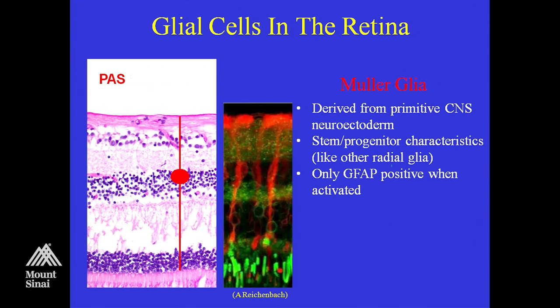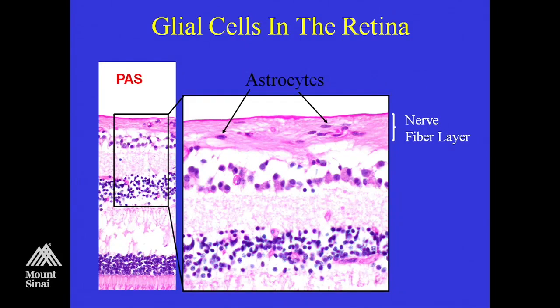Interestingly, these Müller glia only become GFAP positive in a reactive state. The normal resting Müller glia aren't GFAP positive. As with other radial glia elsewhere in the brain, these have a lot of stem and progenitor properties and can become quite proliferative. Astrocytes in the retina are largely restricted to the nerve fiber layer.